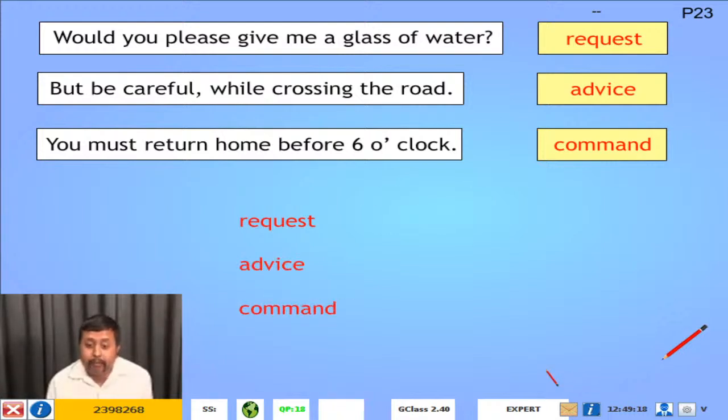Now we have seen examples of three things. The first was, would you please give me a glass of water? Even though it looks like a question, in reality it's not a question. This is a request. Would you please give me a glass of water? This is not a question, this is a request, right?